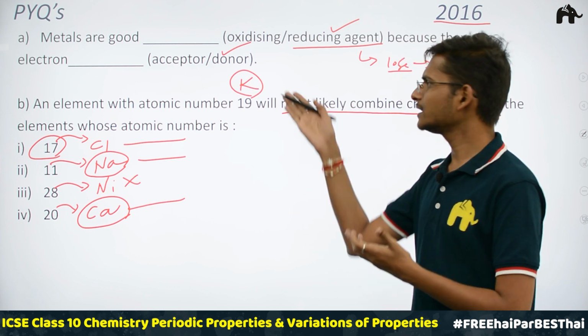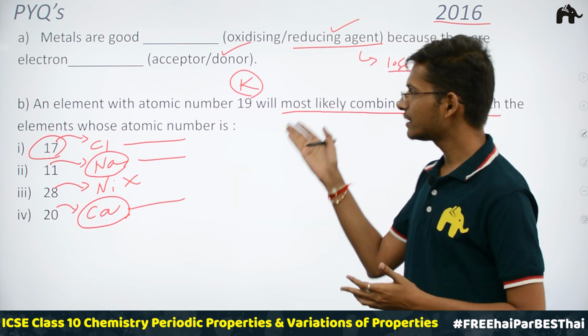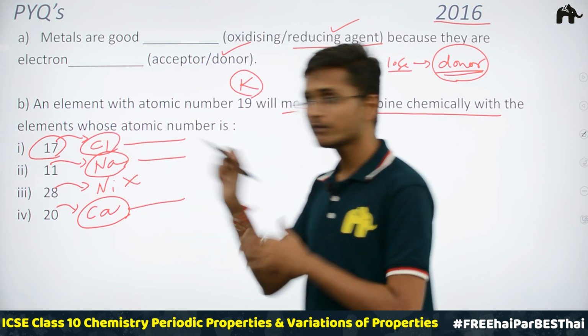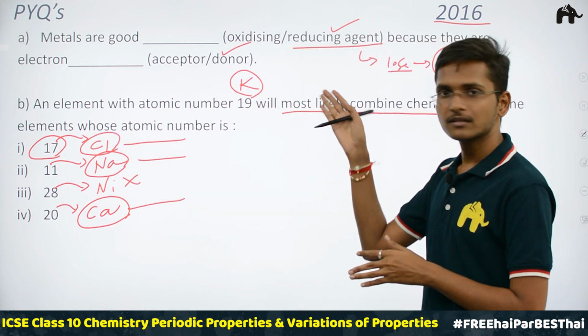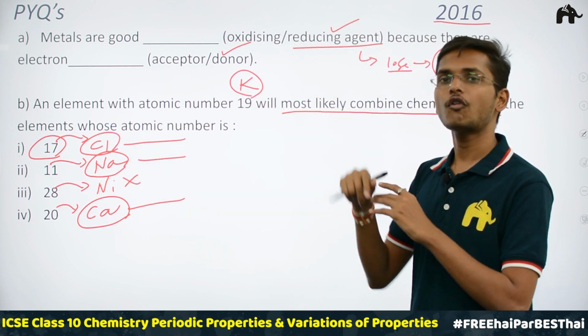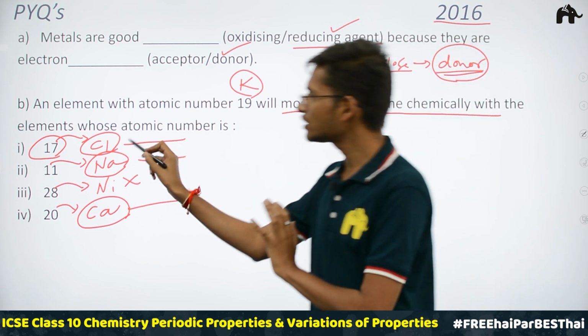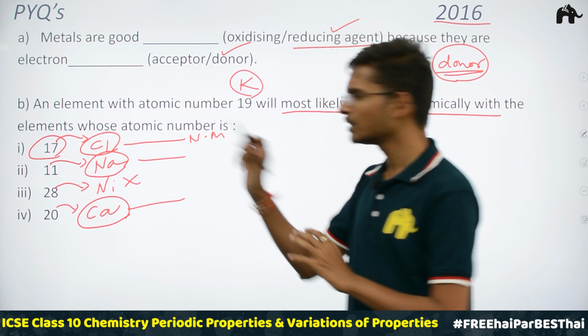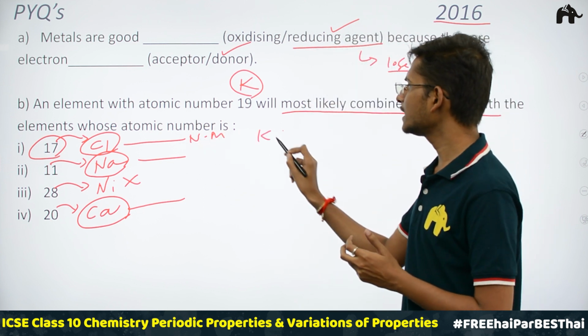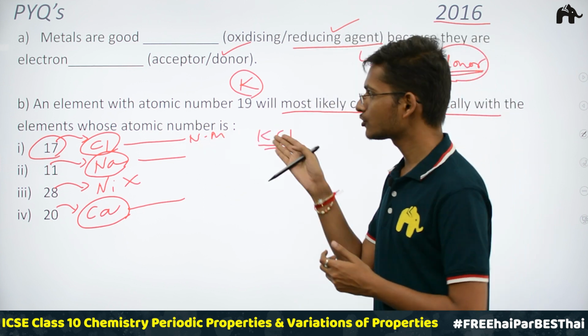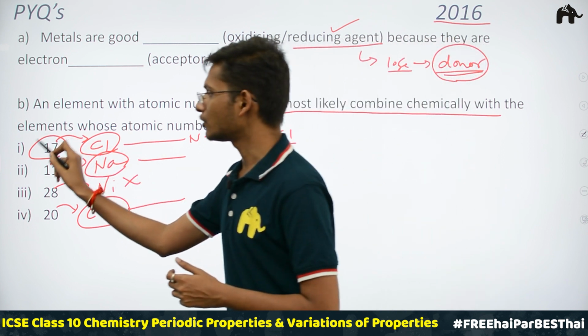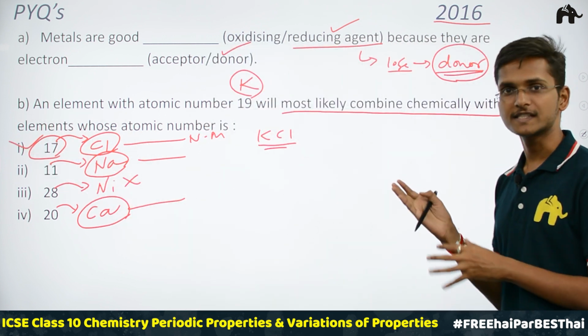Because it is also a metal. But see, chlorine, and just now we have studied the alkali metals, they form ionic compounds with non-metals, right? So chlorine is a non-metal, and potassium would form ionic compound KCl with chlorine. So most likely it would combine with chlorine. So our answer is 17.